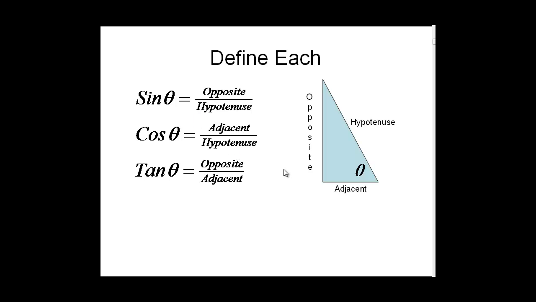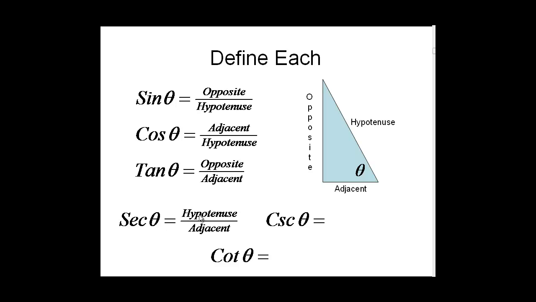Now we have some other functions to deal with. These are the reciprocal functions. If you just flip each of these over, secant is if you flip over cosine. So if it starts with a C, flip over cosine, so you get hypotenuse and adjacent. Cosecant is if you flip over sine, which is the opposite, so it's hypotenuse over opposite. Cotangent is if you flip over tangent, which is adjacent divided by opposite.